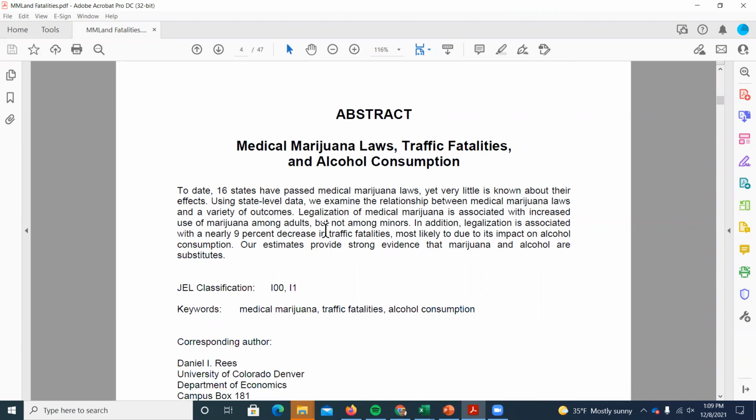It also looks like it's decreasing the number of traffic fatalities, and it's having some impact on alcohol use, decreasing alcohol use, suggesting that marijuana and alcohol are substitute goods. If you go back to ECON 201, you've got substitute goods, where you use one instead of the other, or complementary, where you use them at the same time. And maybe this varies for individuals. Maybe some people view them more as complementary goods, some as substitutes. But on average, what's that relationship look like?